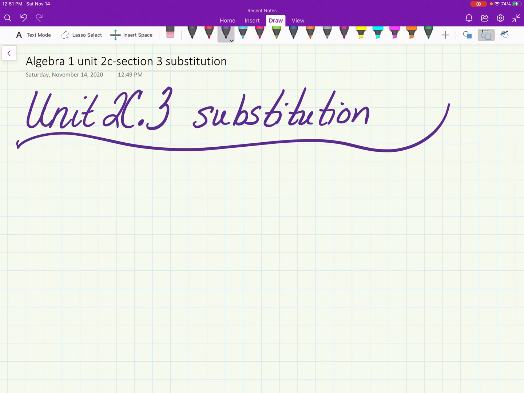Okay, so graphing and finding a solution is great, but the problem is if it's a decimal or a fraction, you can't really see that on a graph. And in Algebra 1, in math, we have to be able to be absolutely sure of the solution. And so now we're going to learn some algebraic ways to solve a system of equations.